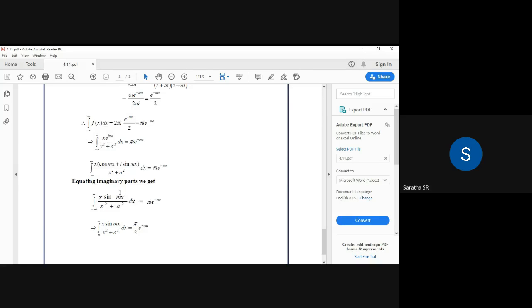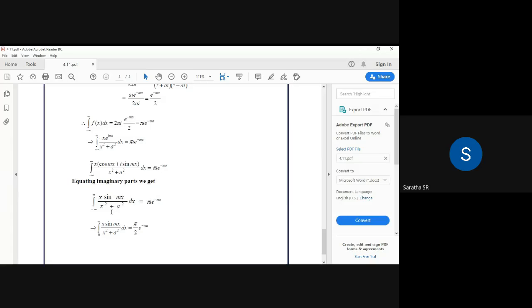So now we'll verify whether the given function is even or not. You know that x is an odd function. Sine is always an odd function. So odd function into odd function is an even function.